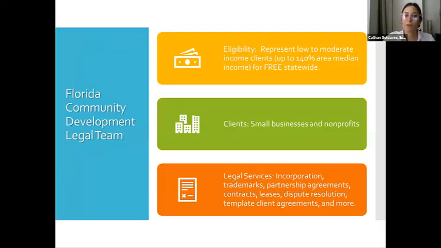As Sidoni said, I work for the Florida Community Development Legal Team, FCDL, and we represent small businesses and nonprofits free of charge. So we do various types of legal services, including most commonly contract drafting, contract review, client template agreements, lease drafting and review, trademarks, partnership agreements, really anything you can think of outside of the courtroom that comes up for your business, either from a day-to-day basis or some kind of document it needs when it starts.